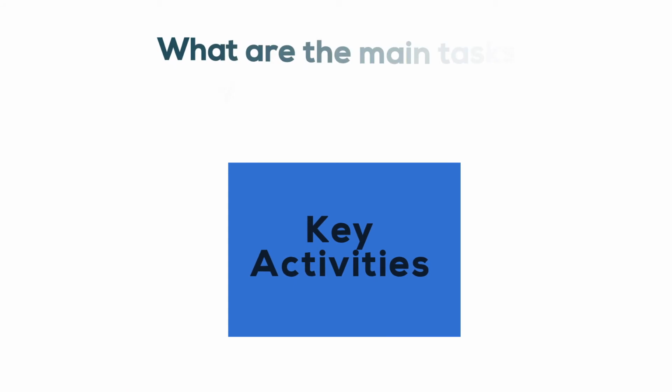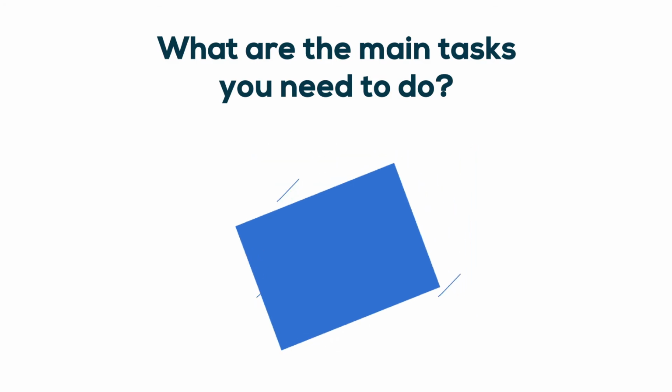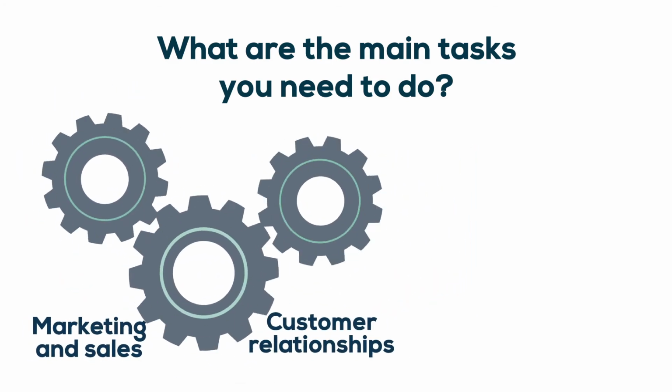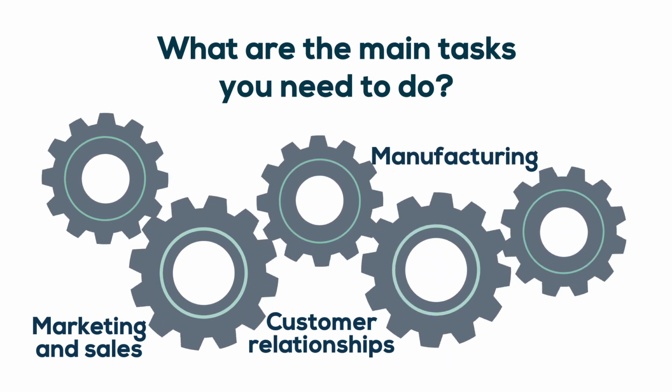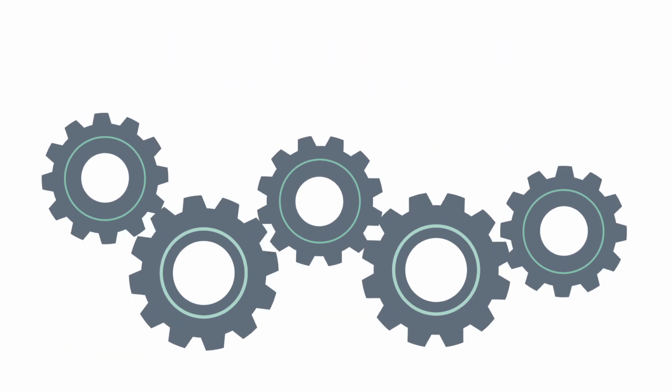Key activities are the tasks that you need to accomplish to keep your business running and making profits. Examples of some key activities could be marketing and sales, maintaining customer relationships, or manufacturing the products. When working on this block, try to connect it with what you have written in other blocks, and it will be much easier to complete.